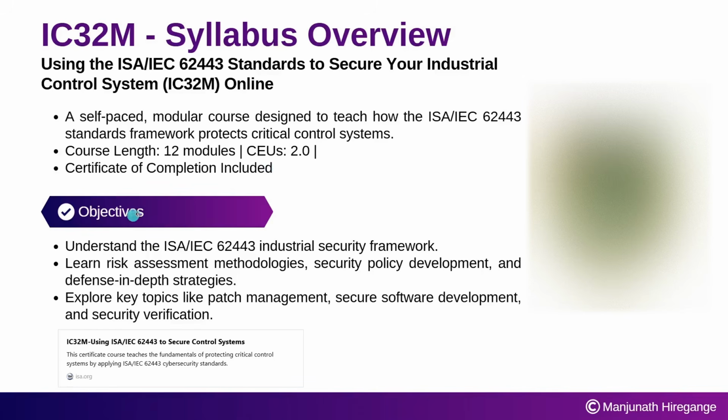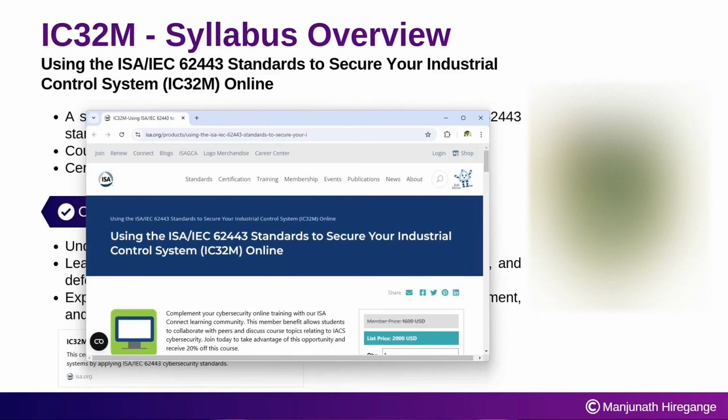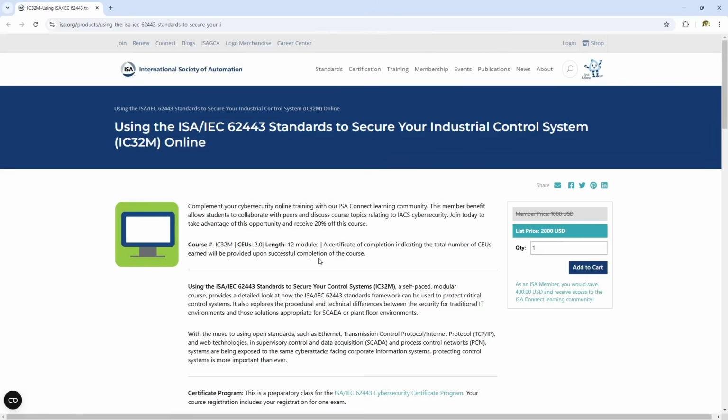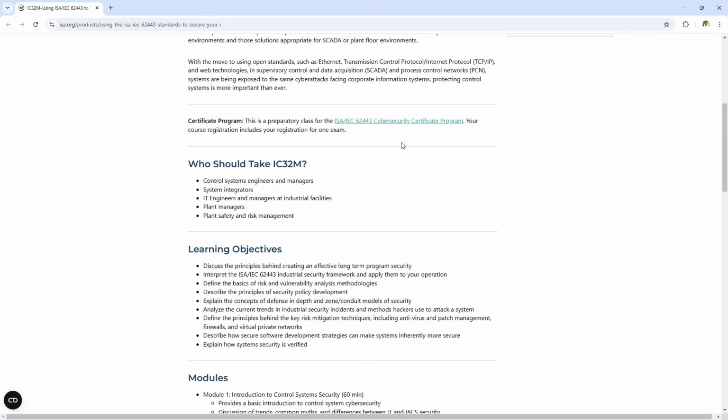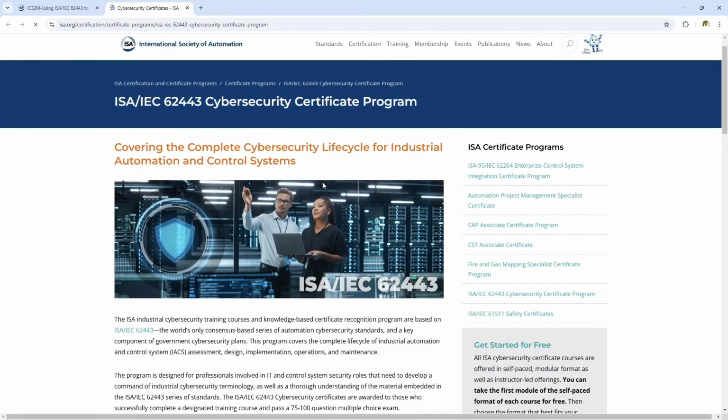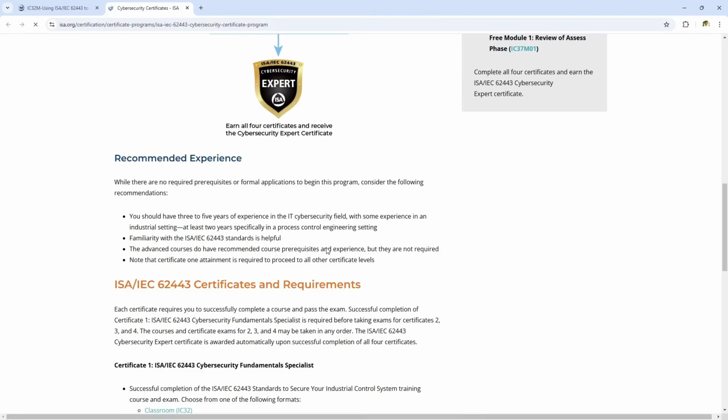What you can expect to learn from this course is to understand the 62443 standard and risk assessment methodologies, security policy development, defense in-depth strategies, and then patch management, secure software development, and security verification. I'll show you once you go to isa.org, there is a cybersecurity program. These links, anyway, I'll put in the video description so you can navigate.